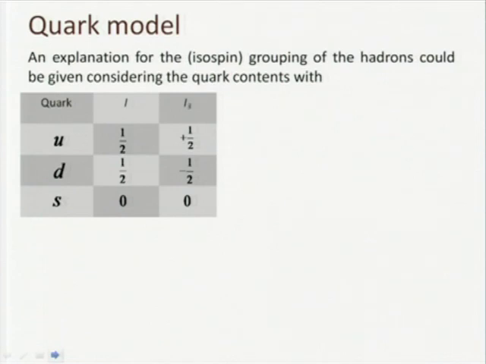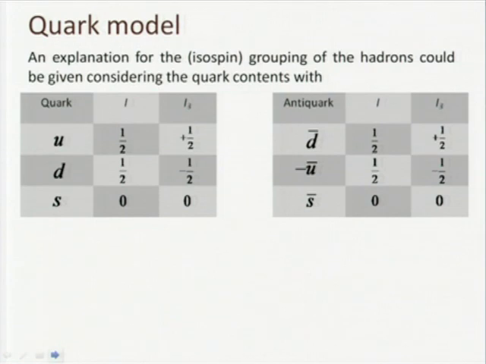So, if you look at the u quark and d quark, put them in an isospin 1/2 group, with I_3 equal to plus half for the u quark and minus half for the d quark. Put s separately with isospin equal to 0. Now, in a similar vein, you can look at the anti-quarks, a d bar and a minus u bar in I equal to half, with I_3 equal to plus half and minus half. s bar is again an isospin 0 group.